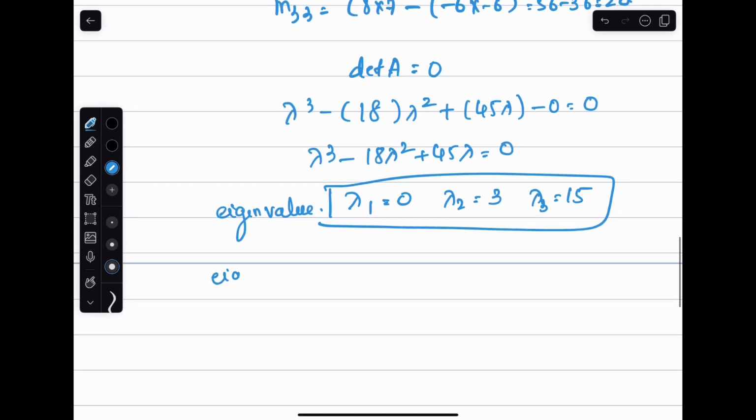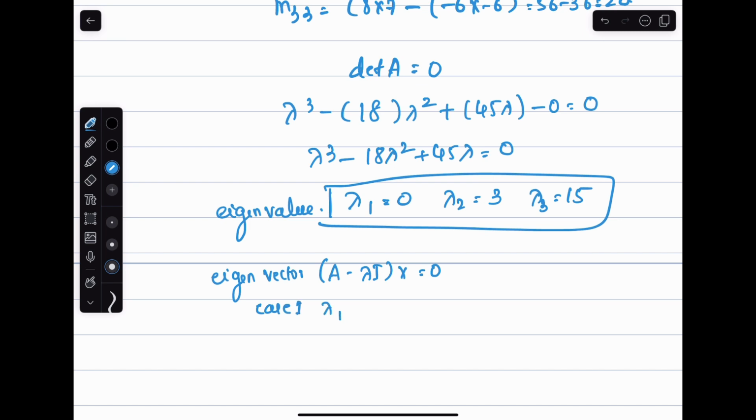Now using these eigenvalues, we have to find the eigenvectors. So the formula for the eigenvector is what? A minus lambda I into x is equal to 0. So what we can do, we know what A minus lambda I is, right?